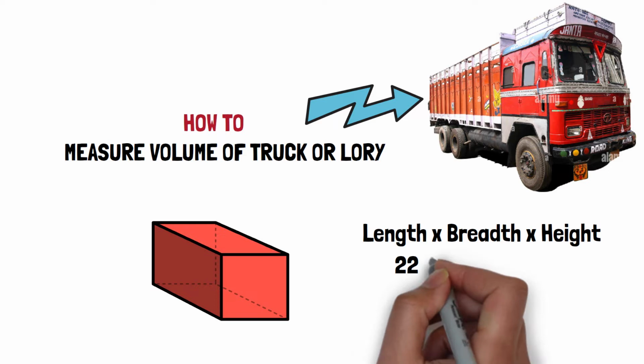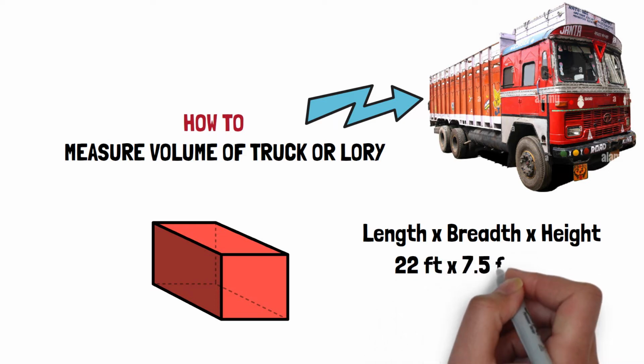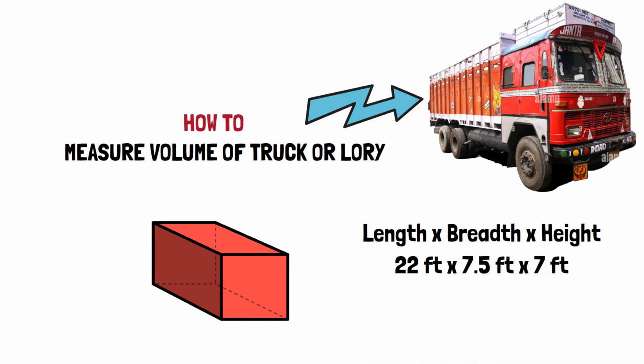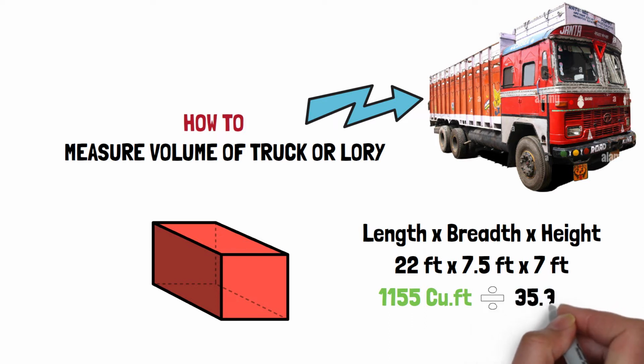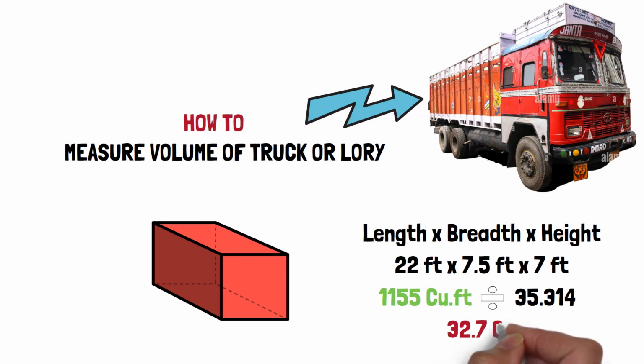Typically, the dimensions of a Tata truck are 22 feet in length, 7.5 feet in width, and 7 feet in height. And if we multiply them, we get 1155 cubic feet. To convert that into cubic meters, we just divide this number by 35.314 and we get 32.706 cubic meters. So this was the easy part, calculating the volume of sand in a truck or lorry.